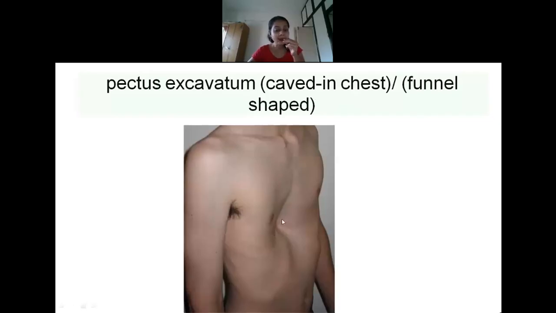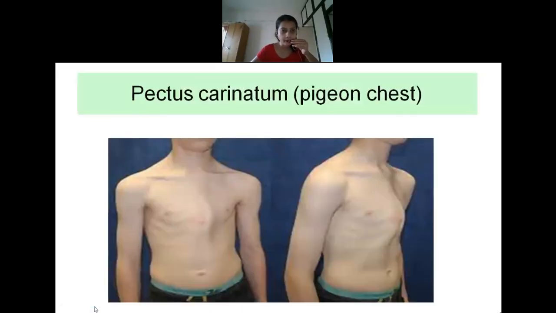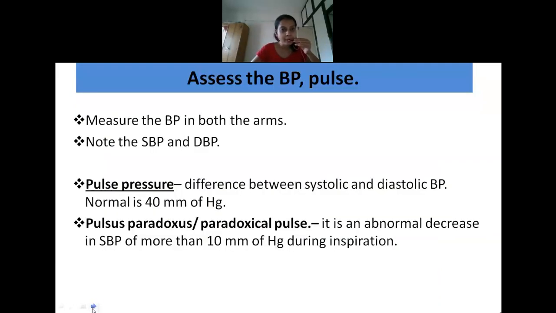Because it is in this shape, caved in, it is also called a funnel shaped chest. So this is an abnormality you should check for in your patient. Okay. Next is pectus carinatum. Now pectus carinatum is a protruded type of chest wall. It is also referred to as pigeon chest, because of this particular shape, the name has come as pigeon chest.